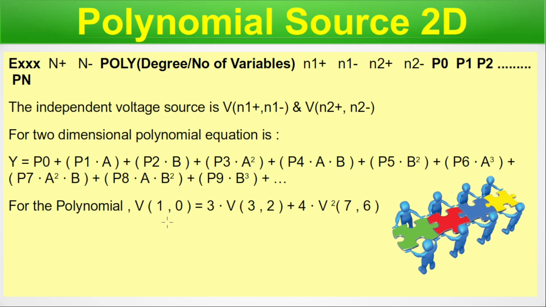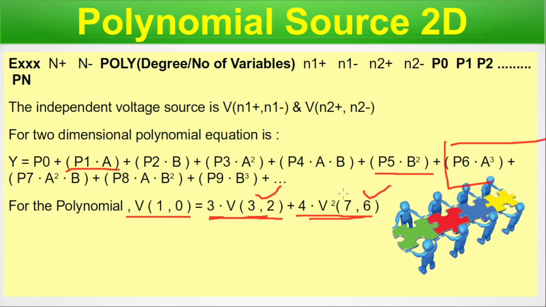And for this particular polynomial, V10, 3.3 into V32 and 4 into V square. Now this is A and this is B, and you can see here this resembles this and this resembles this, and we do not have any other coefficient. So these rest of the things are not here, so we will not think about them or talk about them. However, you can see this is 0, this is 0, this is 0 and this is 0. So these are absent completely.